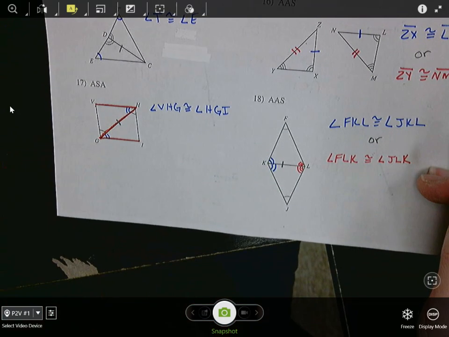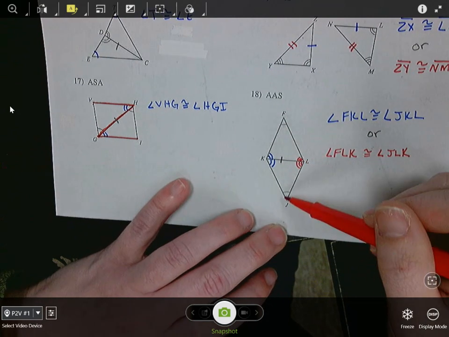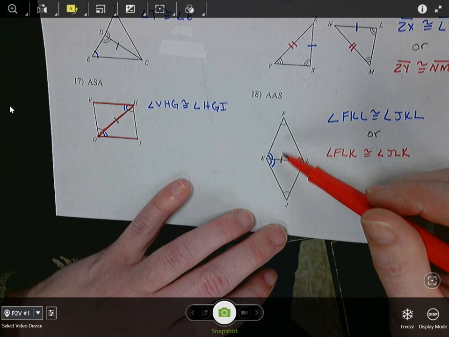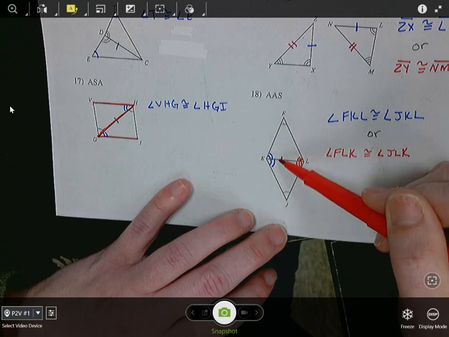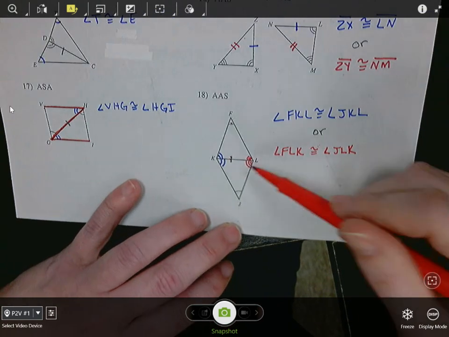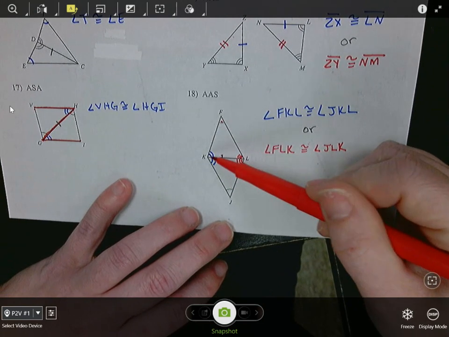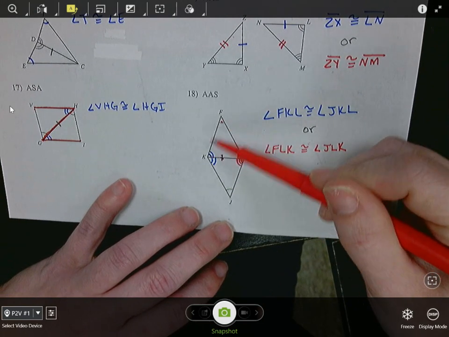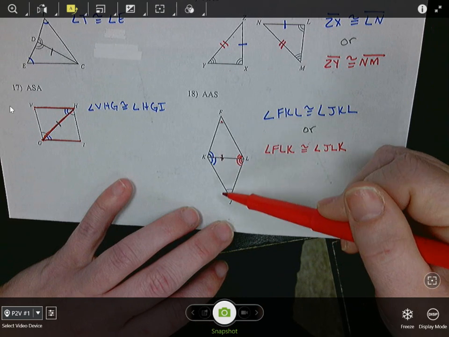Number 18, they wanted me to use angle, angle, side. Well, I had a pair of angles marked already and they have a side. Then depending on which order you went, you could go either way. Either one's fine. I'm going to do the blue first. If I went this way, angle, angle, side, this is angle FKL, and it would need to be marked congruent to angle JKL.